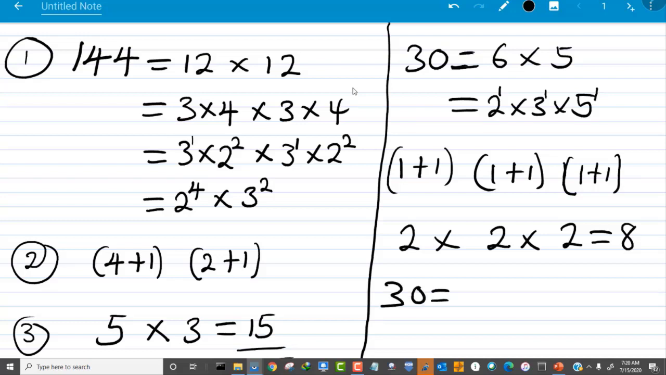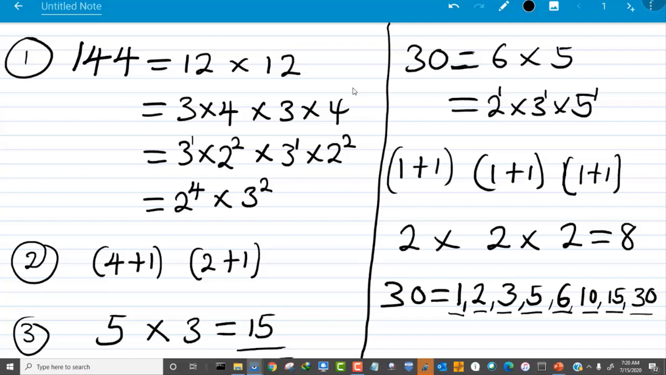Let's list the factors and see. 1, 2, 3, 5, 6, 10, 15, and 30. So we have 1, 2, 3, 4, 5, 6, 7, 8. So we have 8 factors for 30. So that's how we use prime factorization to find the positive factors of any integer. That's the number of the factors of that integer.